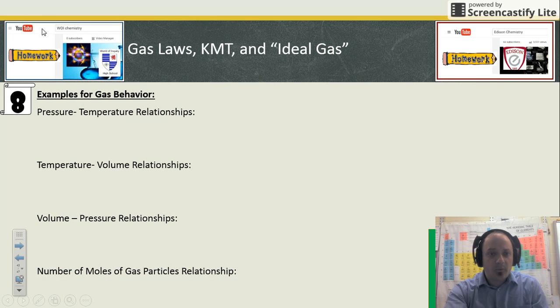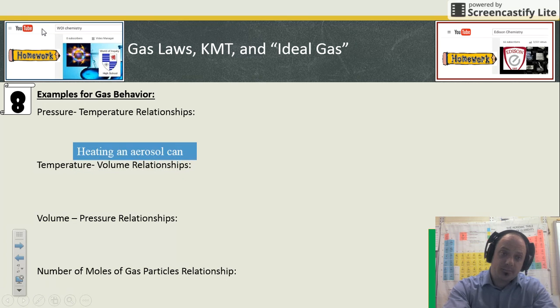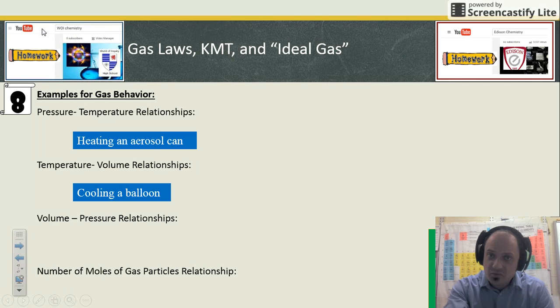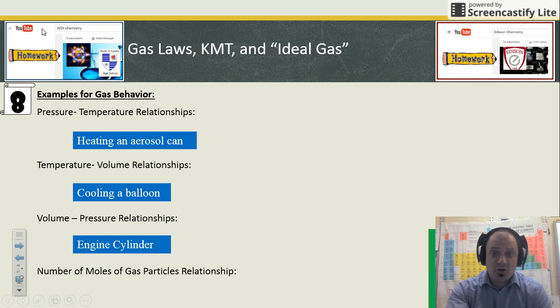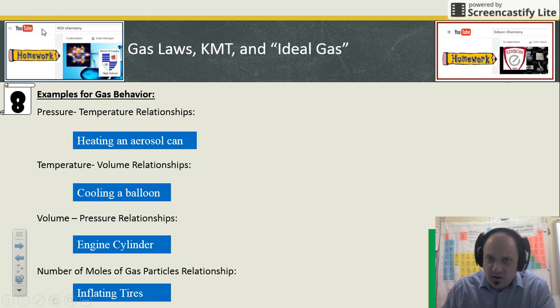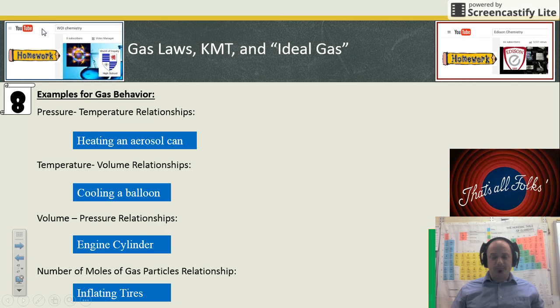The last thing, I'm going to summarize our lesson. Pressure. Heating an aerosol can, boom. Heat it up, pressure increases, kaboom. Temperature. Cooling a balloon down, it contracts, simple. Volume. Engine cylinder. As you compress the cylinder, the pressure inside there increases to the point where it explodes the gas. Important. And number of moles of gas. Inflating tires. As you pump more air into the tire, you're putting more molecules of gas into the tire. The tire's pressure and volume both increase. Kind of simple, straightforward.